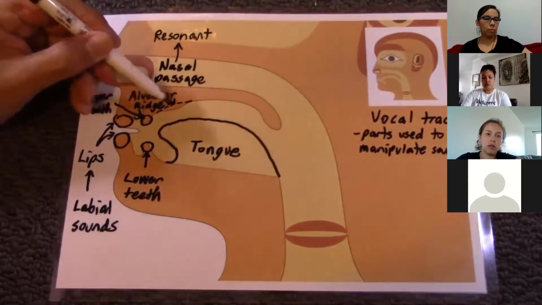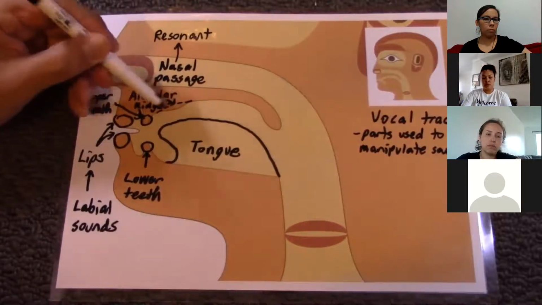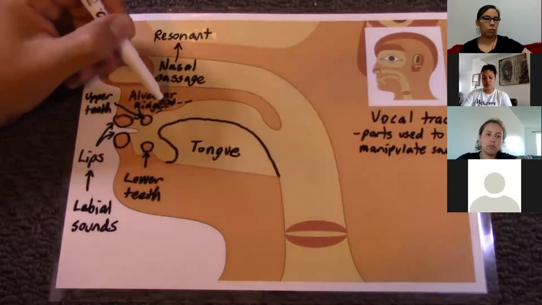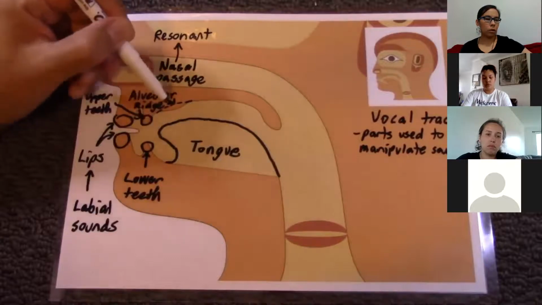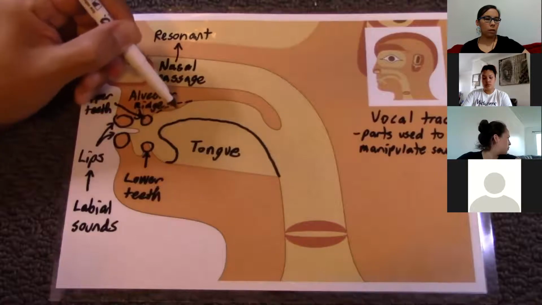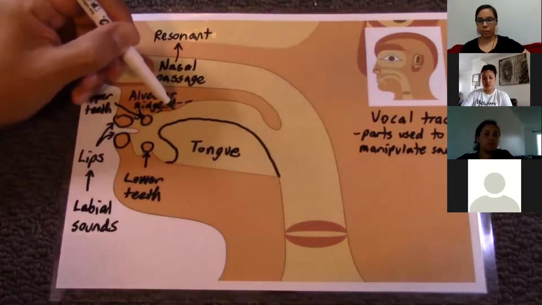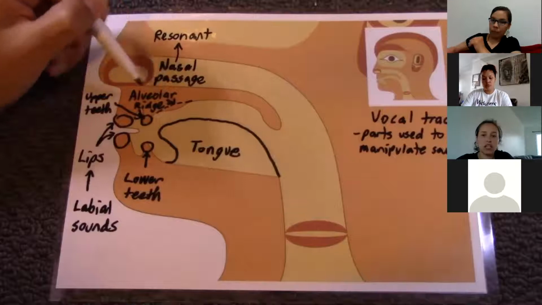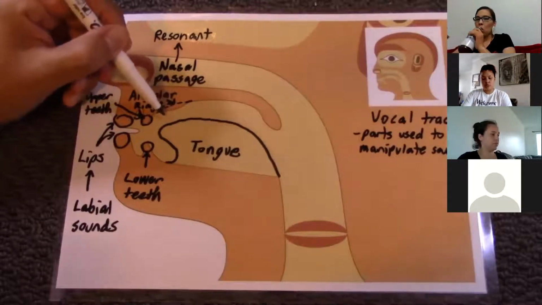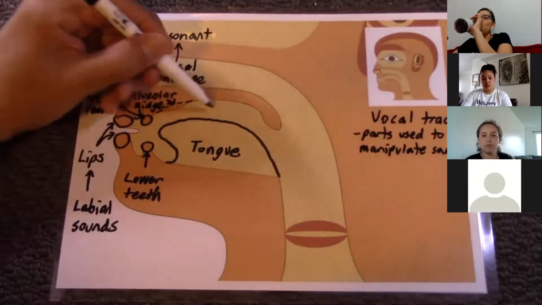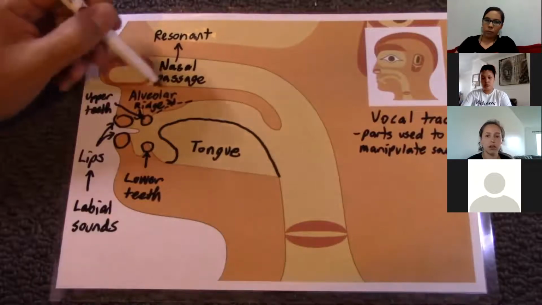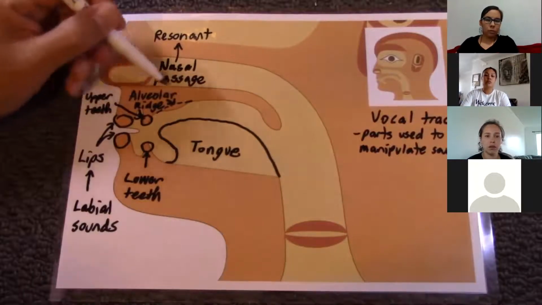So this is a little bump behind your upper front teeth. There are some sounds that you make where basically you take the tip of your tongue and press it up against this ridge. Those are basically called alveolar sounds. Sometimes your tongue gets close to it. It doesn't quite touch, and the air comes out through your alveolar ridge and your tongue. This is a pretty important part to remember.